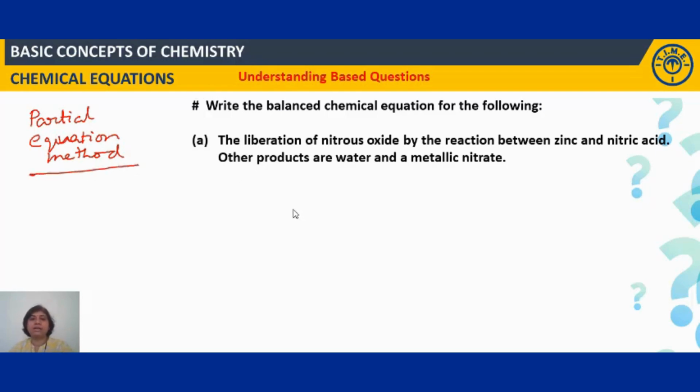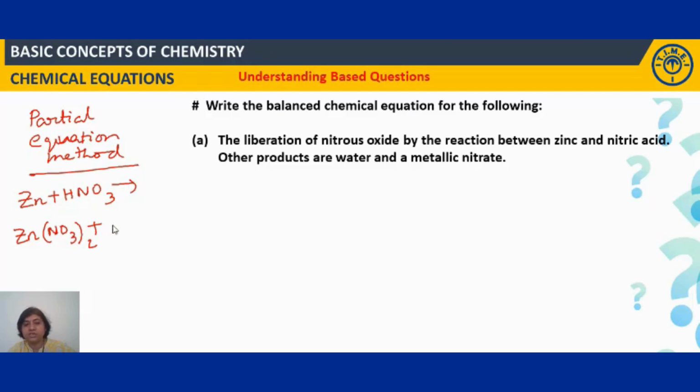So what is that? I will tell you first. The liberation of nitrous oxide by the reaction between zinc and nitric acid. So what are the reactants? Reactants are zinc plus nitric acid, HNO3. What are the products? Nitrous oxide is formed first of all, then water and metallic nitrate. Metallic nitrate means here which metal is there? Zinc. So metallic nitrate is nothing but zinc nitrate, plus liberation of nitrous oxide.